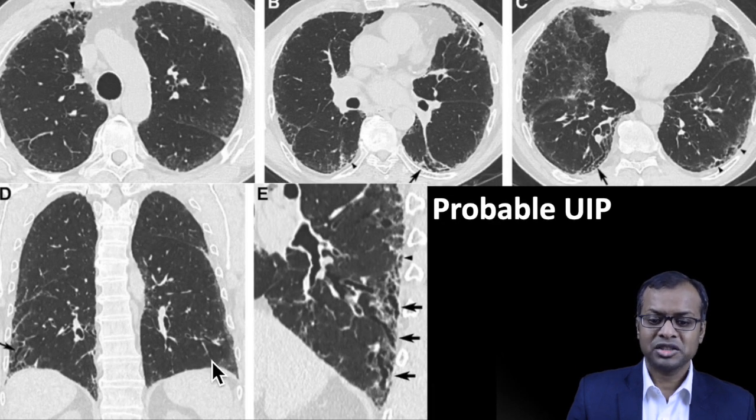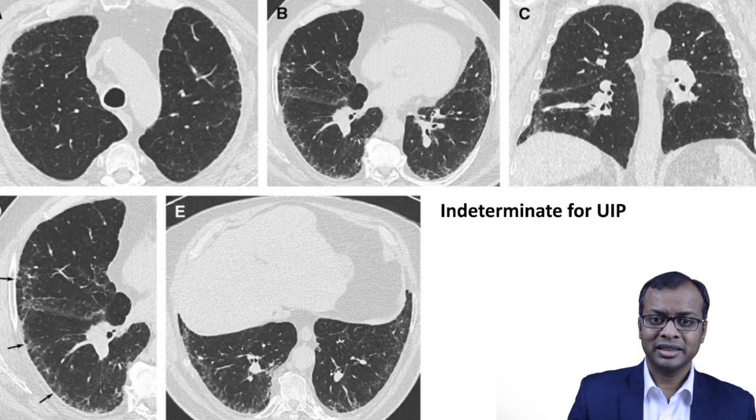This is another patient where you can see all the same things: traction dilatation of bronchi, subpleural disease and apico-basal gradient, but there is no honeycombing that you can see. So this gets categorized as probable UIP.